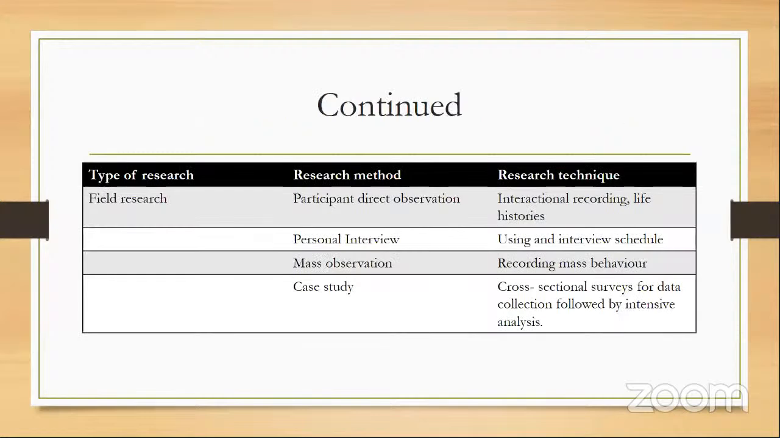In the case of field research, we have different research methods like participant direct observation. Participant direct observation is a research method wherein the researcher becomes a part of a particular community, and he observes their actions or their behavior. This is commonly used in psychological research. In this case, what we usually use is life histories. We use interactional recordings. We make use of photographs or video recordings in this particular research method.